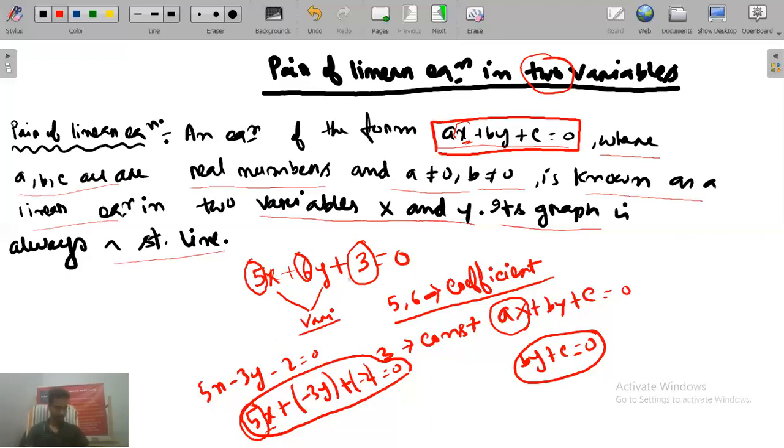Now all of you see page number 39 in your NCERT book. The definition is also given in your book.